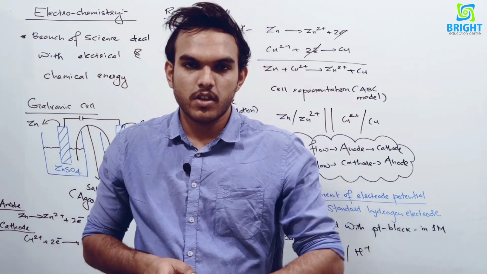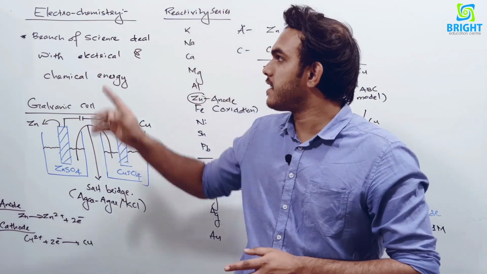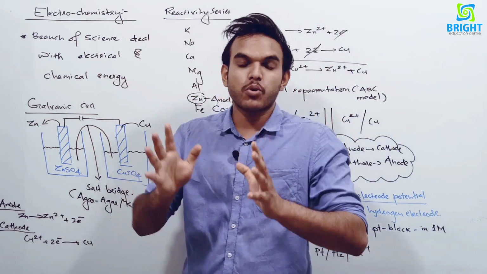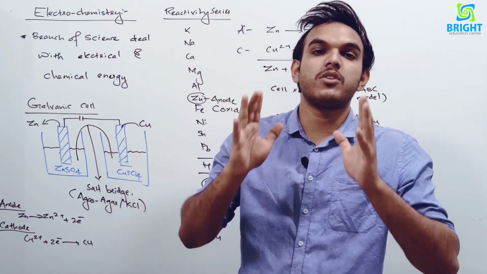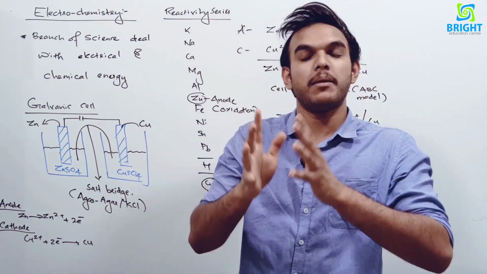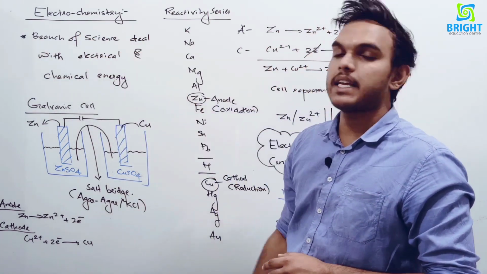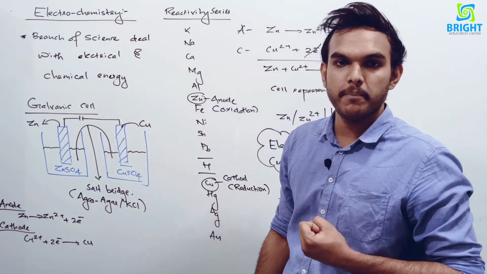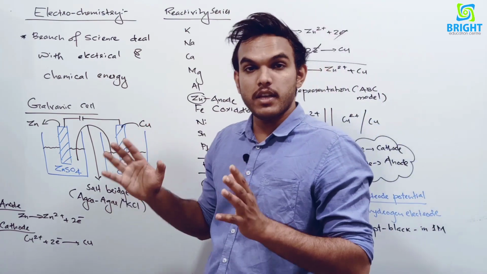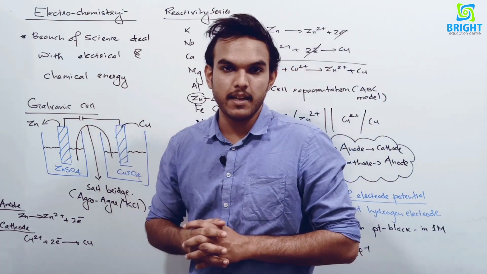Good morning students. Now we are dealing with our next chapter, that is electrochemistry. Electrochemistry is a branch of chemistry which deals with electrical and chemical changes. That is, we can say the branch of science which deals with electrical and chemical energy is known as electrochemistry. In this chapter, firstly we have to study about the galvanic cell.